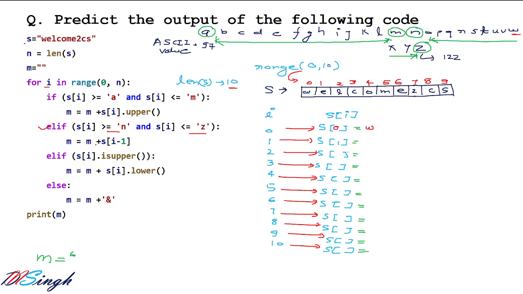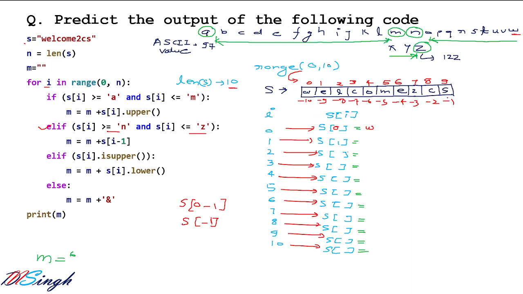What will happen? It says that you concatenate s of I minus 1. So I is what? 0. S of I minus 1. What is s of minus 1? These are the negative indexes in any sequence. It will start from minus 1 to minus n, where n is the length. Minus 4, minus 5, minus 6, minus 7, minus 8, minus 9 and minus 10.